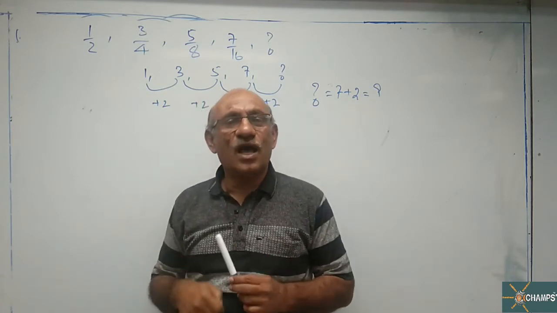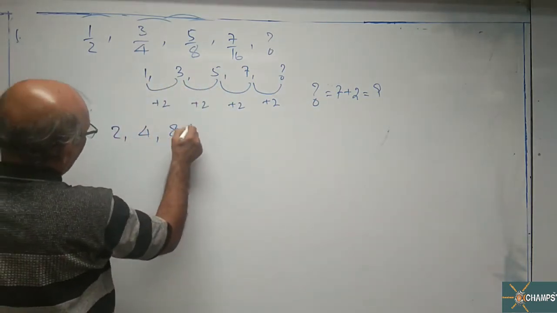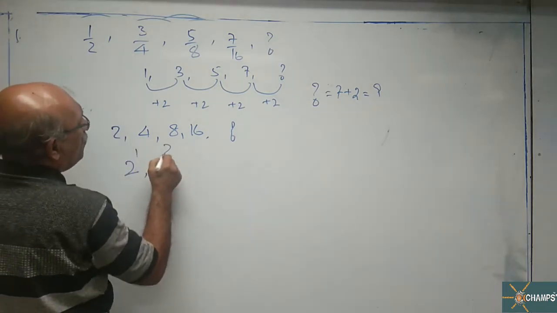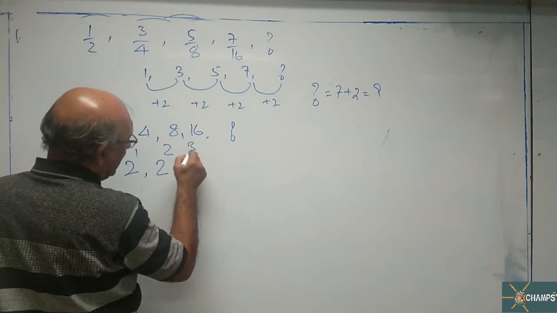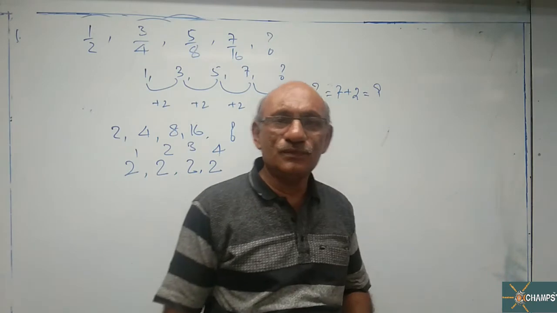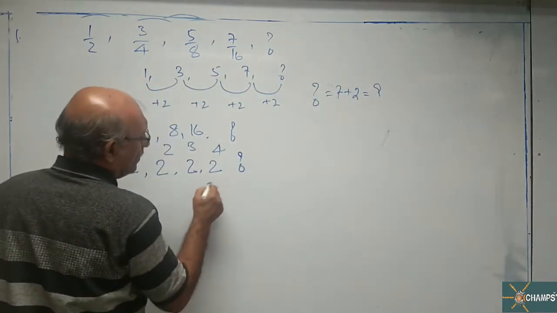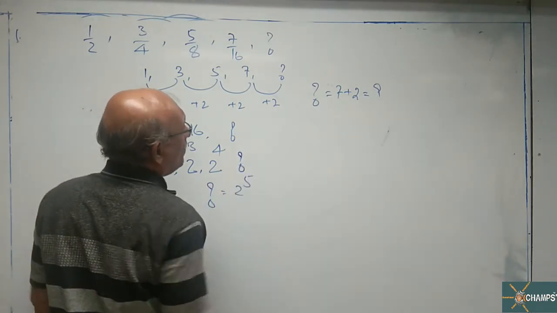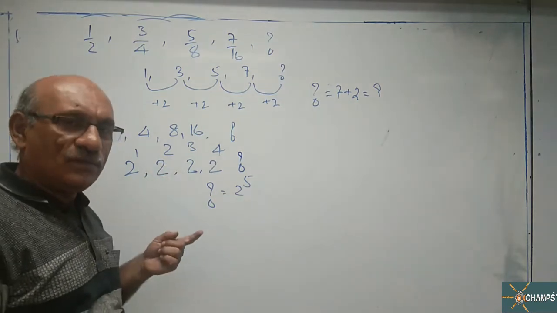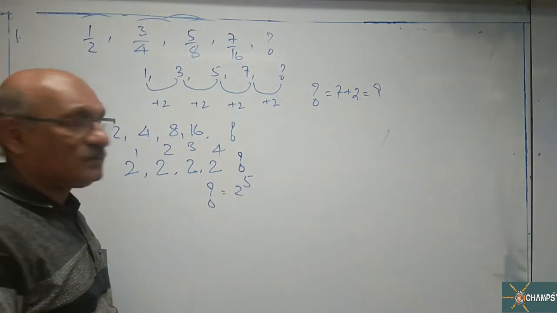Now suppose, sir, you are a non-maths student. Look at this: 2, 4, 8, 16, question mark. 2 can be written as 2 power 1, 4 can be written as 2 square, 8 can be written as 2 cube, 16 can be written as 2 to the power of 4. So the question mark is equal to 2 to the power of 5, sir. 1, 2, 3, 4: the power is increasing by 1. So the next power is 5 because the bases are the same.